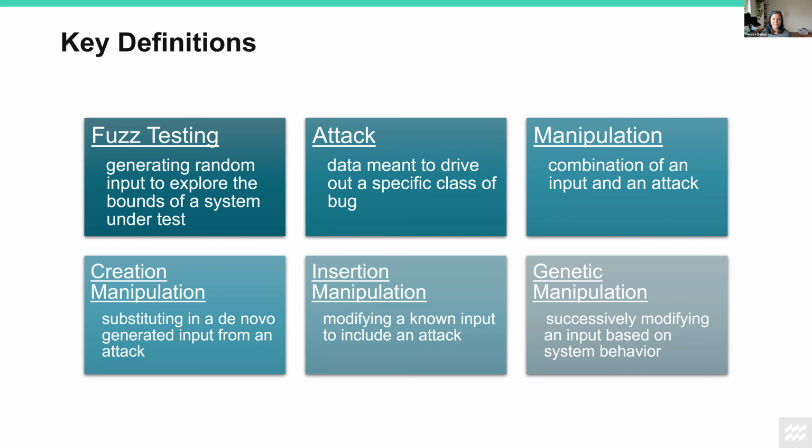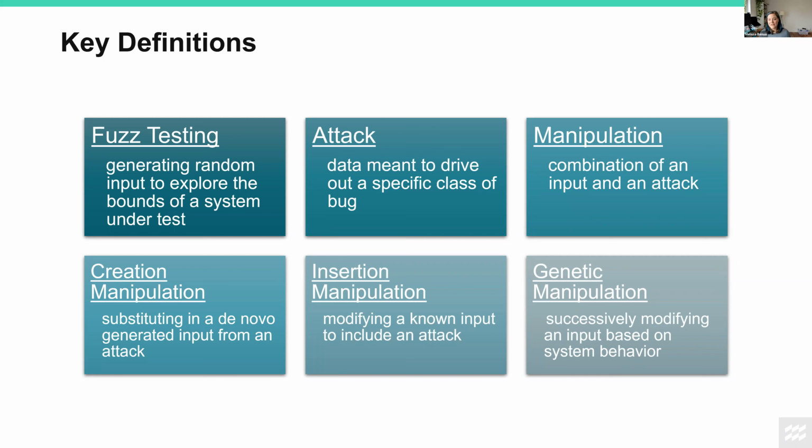Of the 3 manipulation types we're going to talk about today, the simplest one is a creation manipulation, which basically means substituting in a de novo, brand new generated input from an attack. So imagine replacing your entire query string with an alert box. That would be a creation manipulation. Whereas an assertion manipulation is modifying a known input to include an attack. So imagine if you had a search thing and you said, Q equals ponies, it would then be, Q equals PO semicolon alert box. NIES.